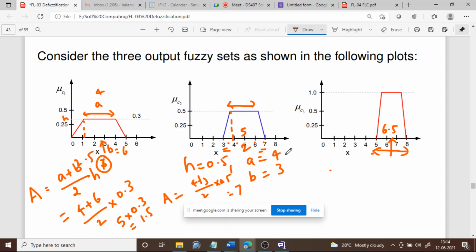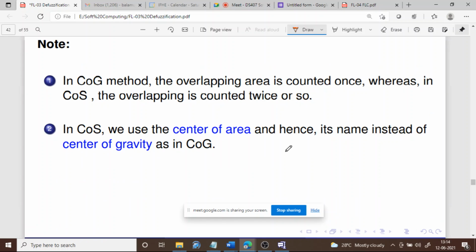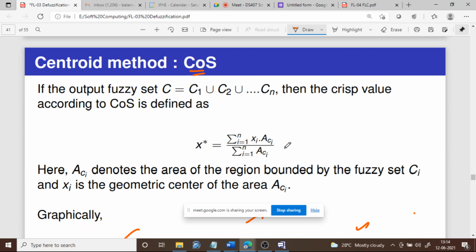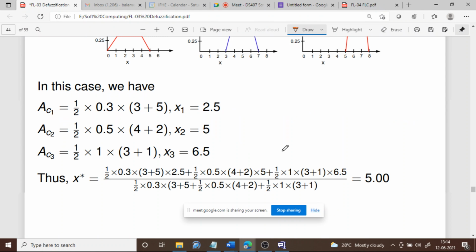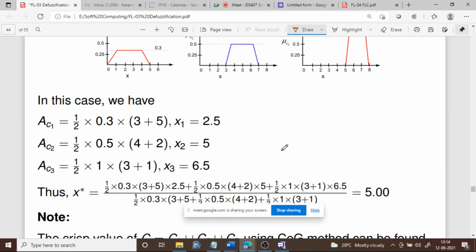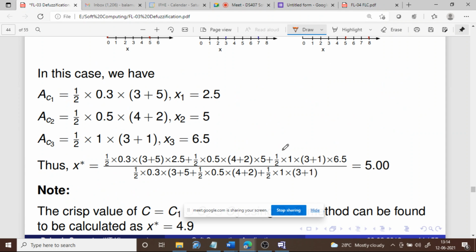So now you have calculated midpoint and you have calculated area. Then you just plug into this formula. The formula is the summation of midpoint into area, divided by the sum of all areas. So this is what it shows. See, you can see here.